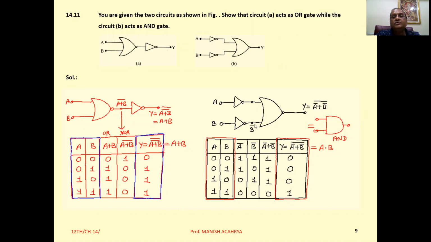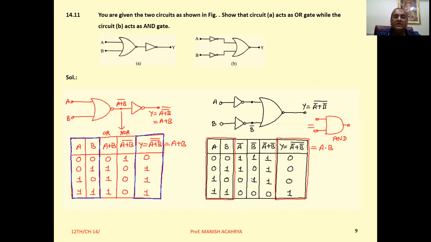Clear? Now these two inputs are of first OR gate. So we will get here not A plus not B. So 1 1 1 1, 0 1, 0 1, 1 0, 0 0. But in NOR gate, after OR there is NOT gate. So we can say this particular one, this one, that is the input of NOT gate. So now NOT will invert it. So 1 to 0, 1 to 0, 1 to 0, 0 to 1.